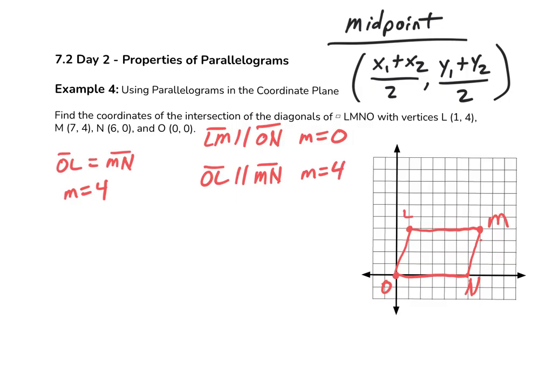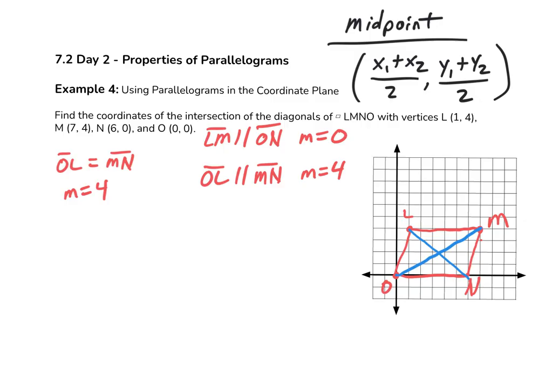So that's how we could prove that we have a parallelogram. We're saying that we have a parallelogram here because we have two pairs of opposite sides that are parallel. But what we're going to do here is use the fact that it's a parallelogram, and we're going to prove some things about the diagonals. So the diagonals would be OM and LN.